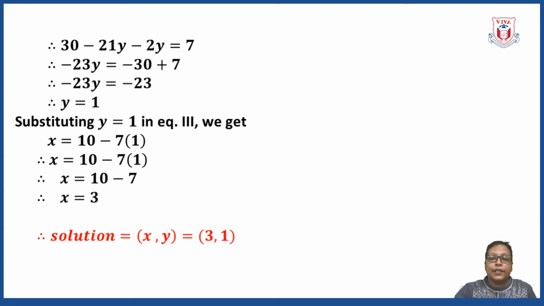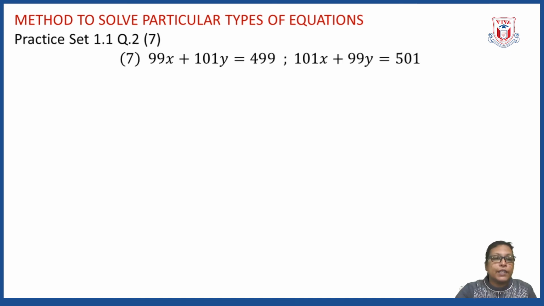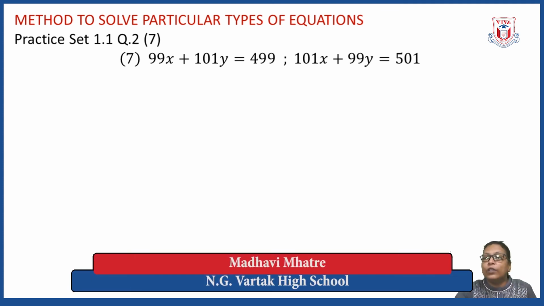In 9th standard you had one more method. That method is called the method to solve a particular type of equations. Why this method is different and why it is called a particular type of equations, let us see now. So let us take one more example from practice set 1.1. That is question number 2. We are taking sub question number 7 because from there only they start.